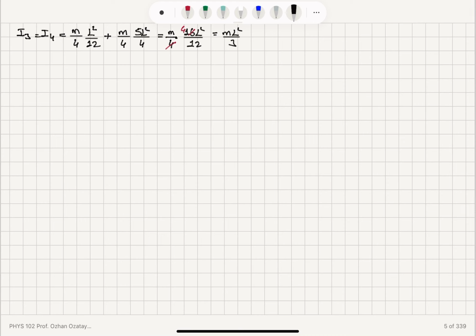So if I calculate the total moment of inertia of this object, I have two rods, segments 1 and 2.